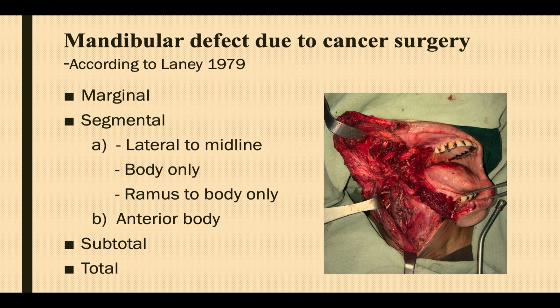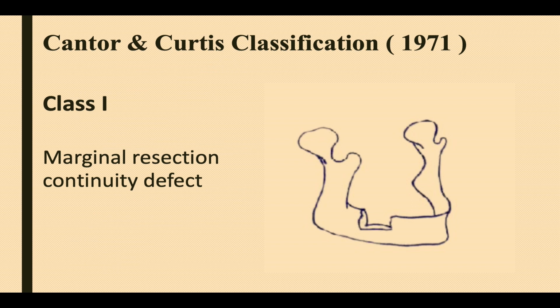Here you can see the defects created during cancer surgery: marginal defect, segmental defect, subtotal defect, and total defect. In the Cantor and Curtis classification, class 1 defect is related to a part of mandible excision which has lower border continuity, and this is called a continuity defect.